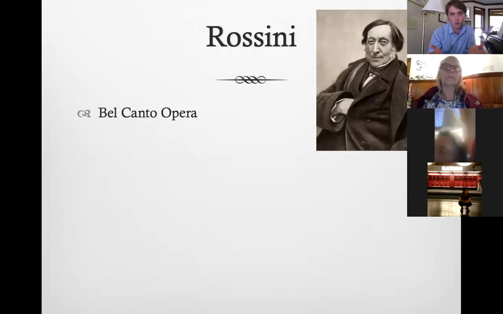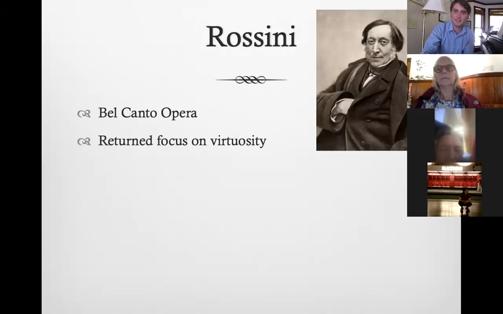And as you can guess from the name of that style, it did return to focus on technique and ornamentation and things like that. Throughout all of music history, there's kind of a back and forth between, we should just focus on the sound and the drama, or we should focus on technique and ornamentation and showing off our skills. So this is going back towards virtuosity, but in a different style, as we'll see in a second.